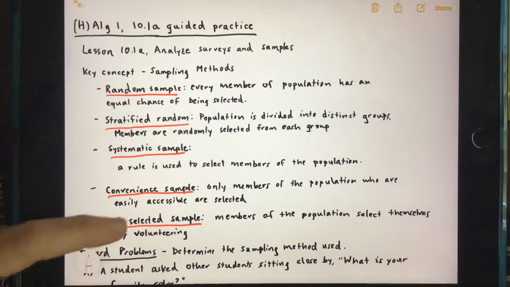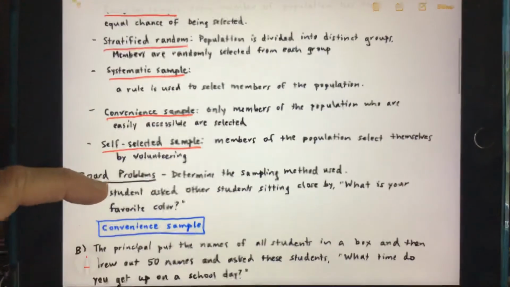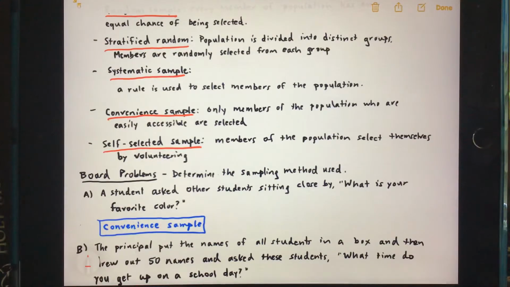A convenience sample, and our last one, self-selected sample, those don't necessarily represent the entire population very well. Here's how a convenience sample works. Only members of the population who are easily accessible are selected. So if you are a person who has been tasked with finding out the favorite ice cream flavor of all the people in a particular city, and you sit on the sidewalk outside of an ice cream shop and you ask that question, because it's convenient to ask those people who happen to be walking by, you might not get a representative sample that shows exactly what the entire population is thinking.